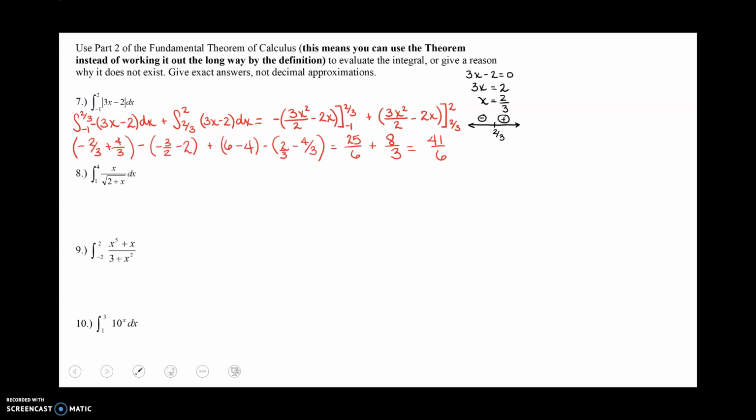And then I can just plug in my values. So first I plugged in 2/3, and then I plugged in negative 1, and then I plugged in 2/3, and then I plugged in 2. All right. So when I get my two separate pieces, so here would be the answer for my first integral, that's 25 over 6. Here would be the answer for my second integral, that's 8 over 3. I'm going to add those two pieces together. So that gave me my final answer of 41 over 6.